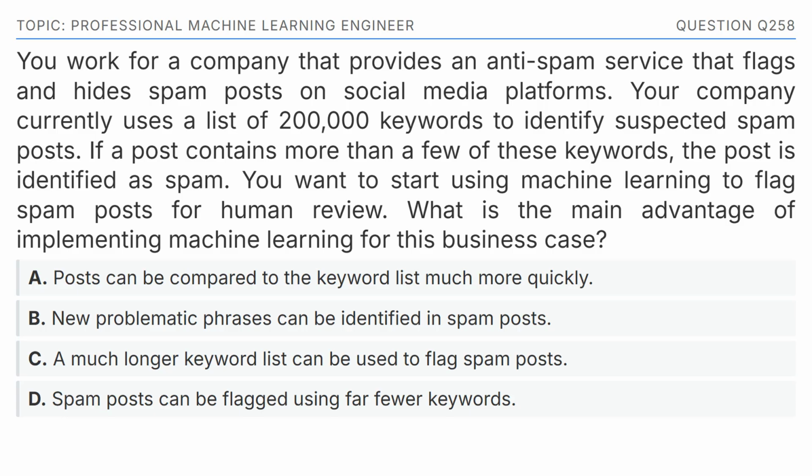The options are: Option A, posts can be compared to the keyword list much more quickly. Option B, new problematic phrases can be identified in spam posts. Option C, a much longer keyword list can be used to flag spam posts. Option D, spam posts can be flagged using far fewer keywords.